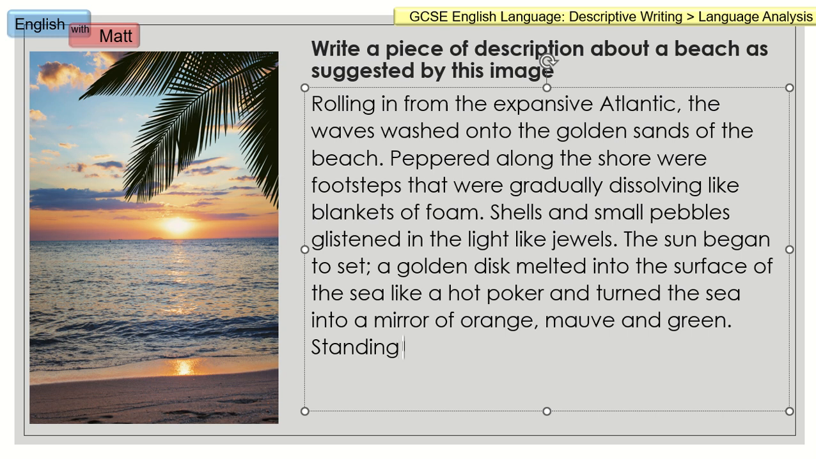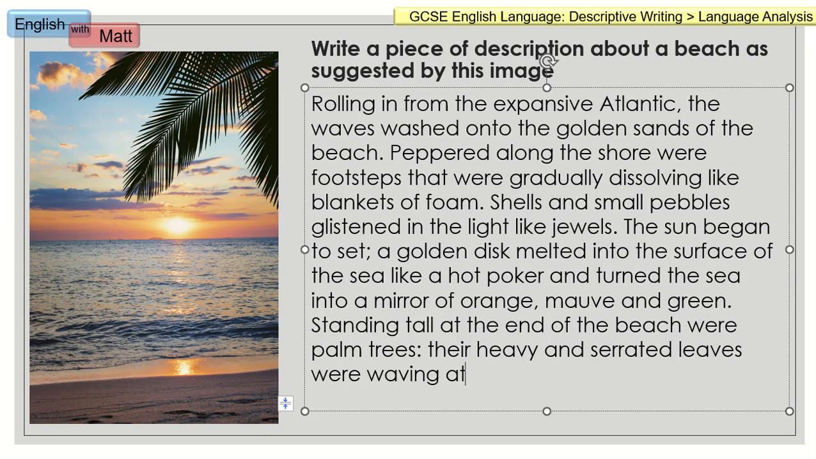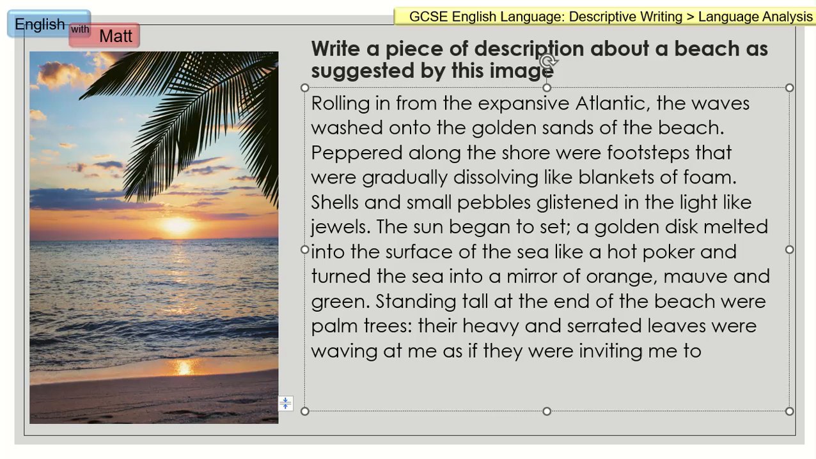Start with the verb again. Standing tall at the end or edge of the beach were palm trees. Colon. They're heavy and serrated, an adjective there meaning sharp. Usually use that word to describe a knife, for example. Their heavy and serrated leaves were waving at me as if they were inviting me to sit in their shade.